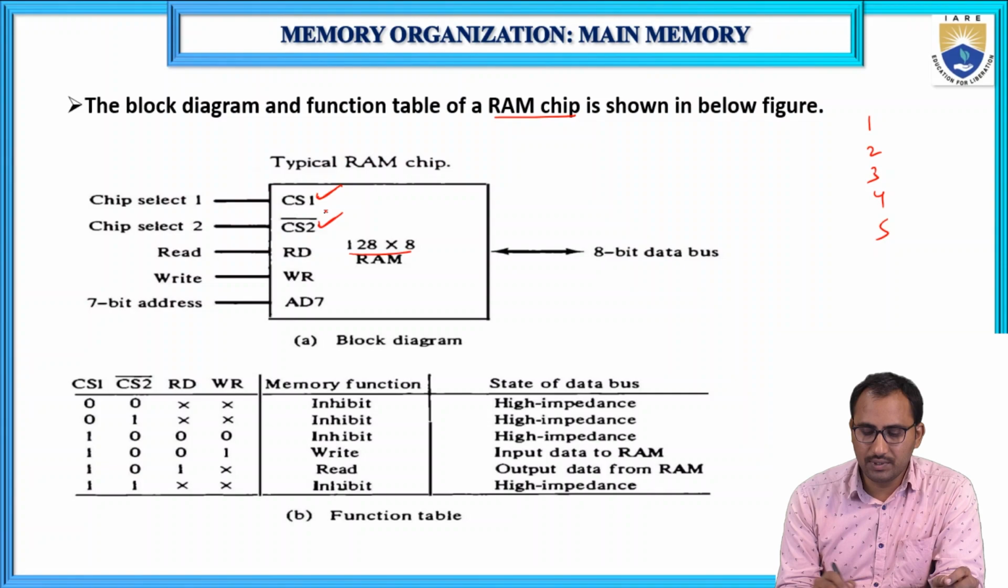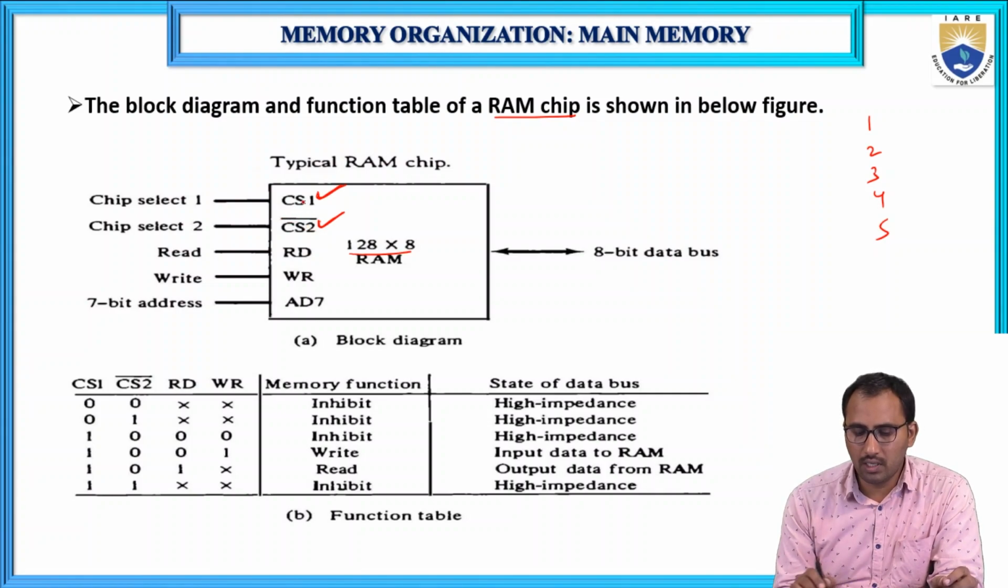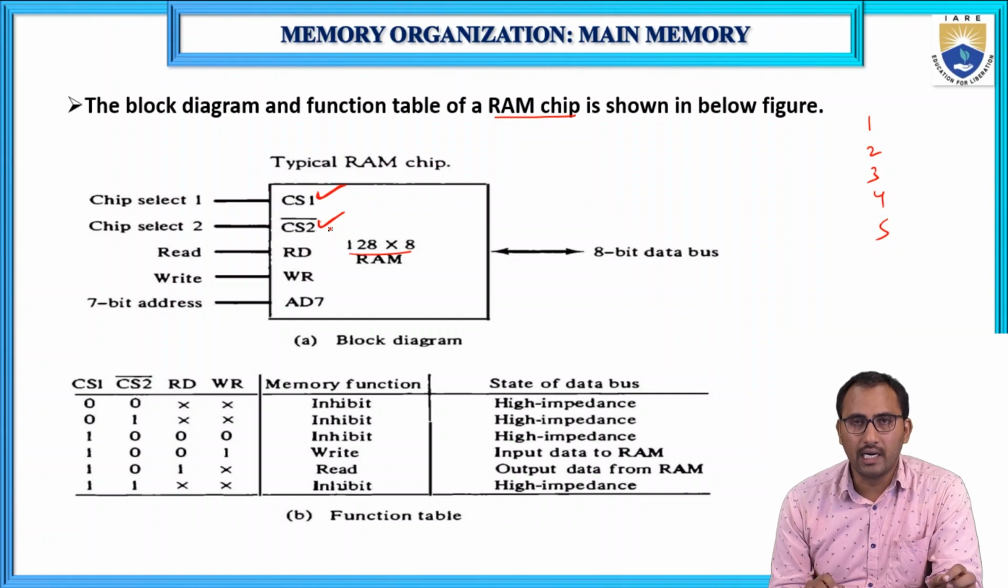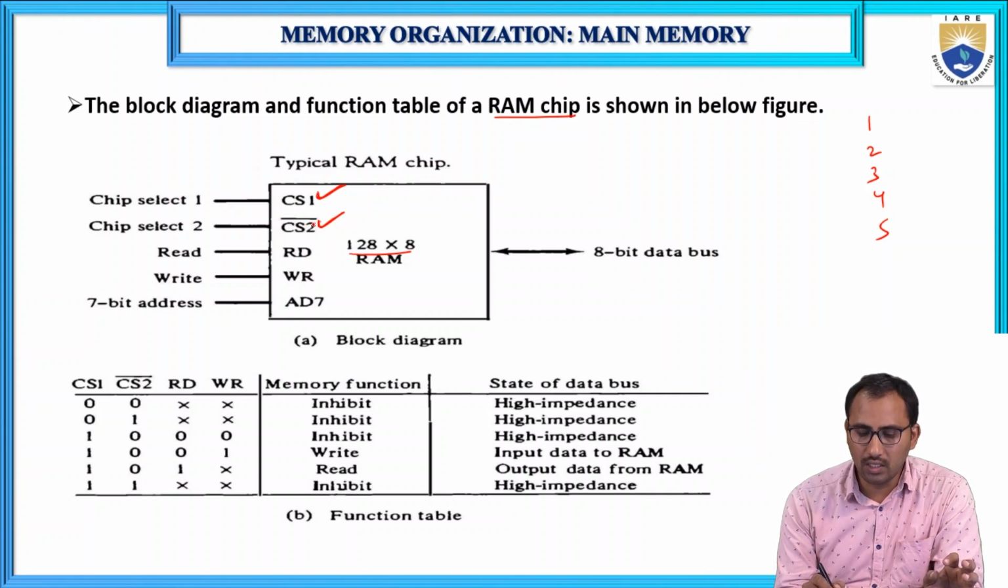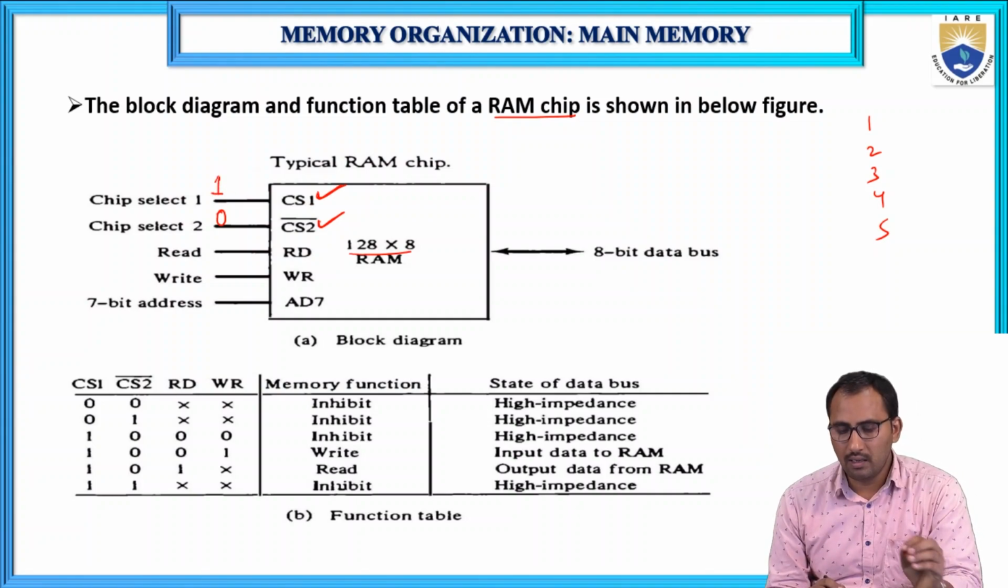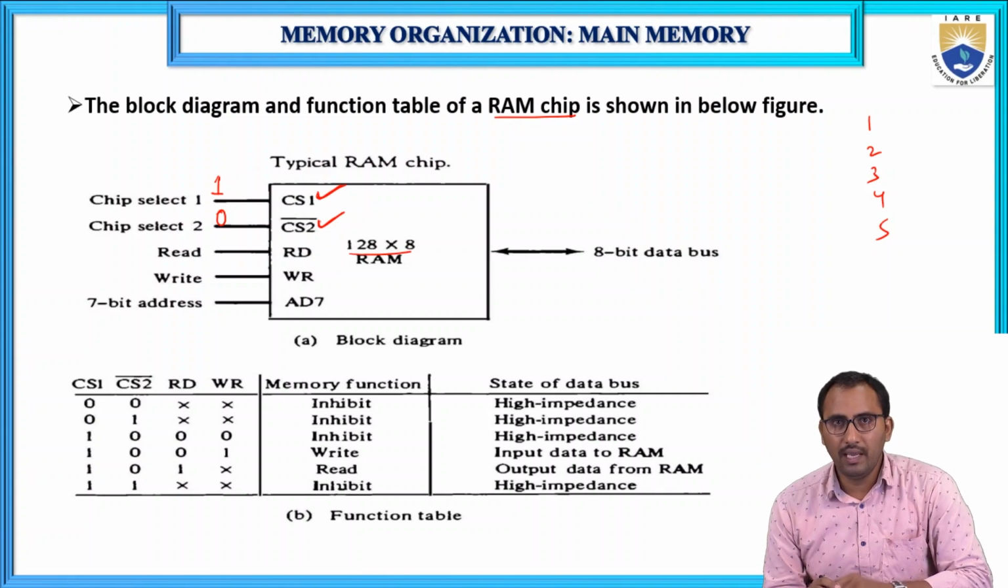Chip selection 1 is active high, and chip selection 2 is active low. The bar over CS2 represents active low. Active low means it will be activated when the input is low. CS1 is active high. That means if the input is logic high, only then will the memory chip be activated.